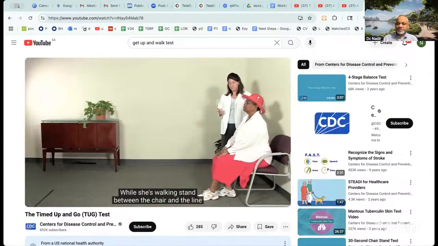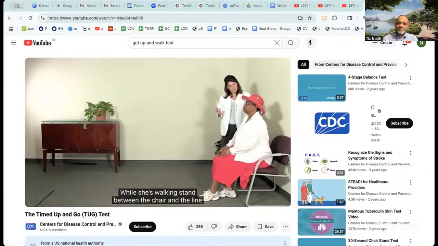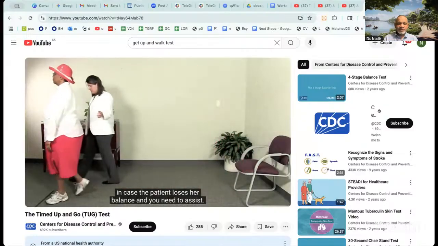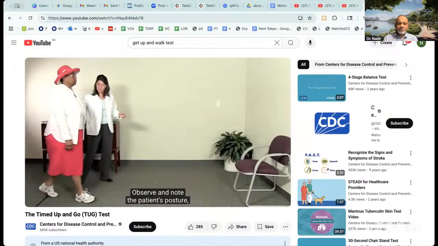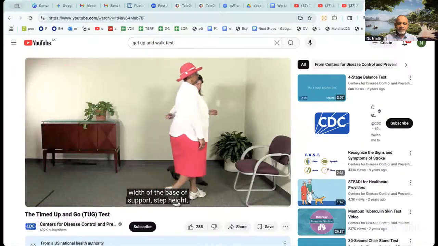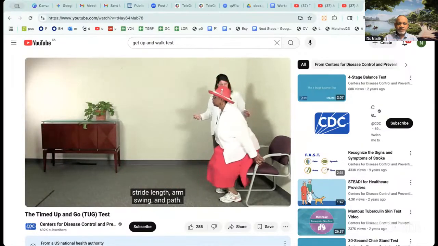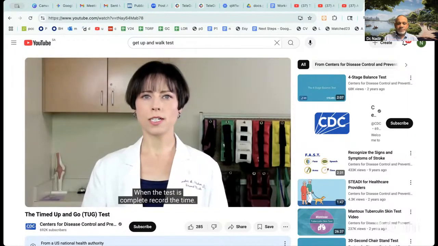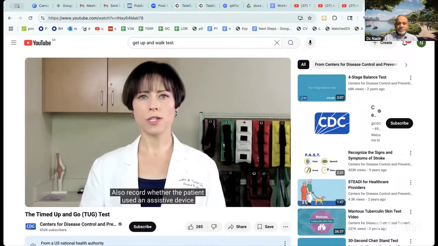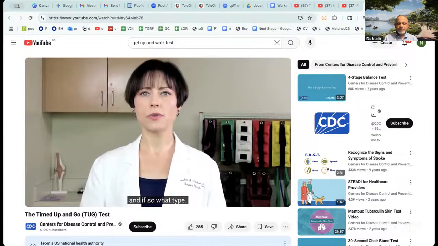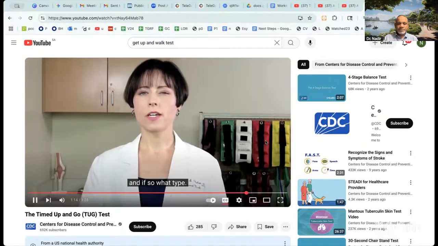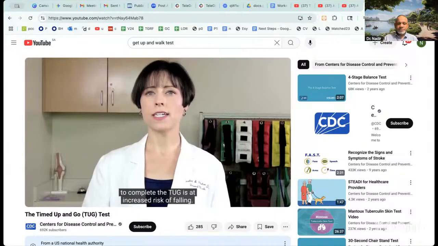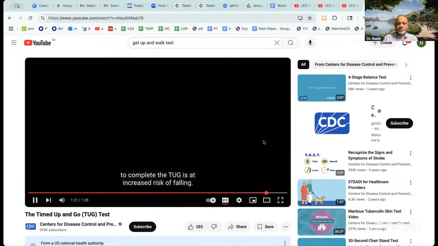While she's walking, stand between the chair and the line in case the patient loses her balance and you need to assist. Observe and note the patient's posture, width of the base of support, step height, stride length, arm swing, and path. When the test is complete, record the time. Also record whether the patient used an assistive device, and if so, what type. A community dwelling older adult who takes more than 12 seconds to complete the TUG is at increased risk of falling.